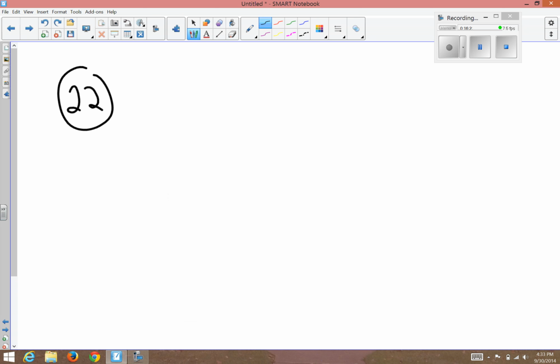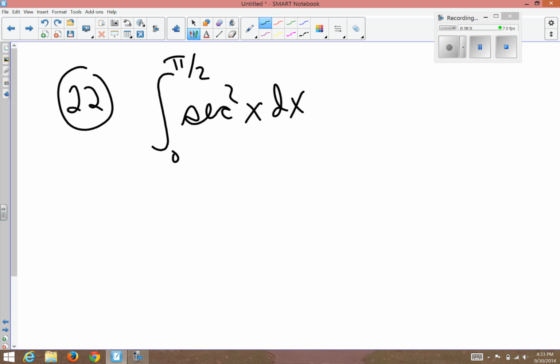Number 22 is next. It says the integral of secant squared x dx from 0 to pi over 4. When I see this, my brain says, what is the antiderivative of secant squared x? And the reason I write tan x is, this is important, the derivative of tan x is secant squared x. So tan x is called the antiderivative of secant squared x.